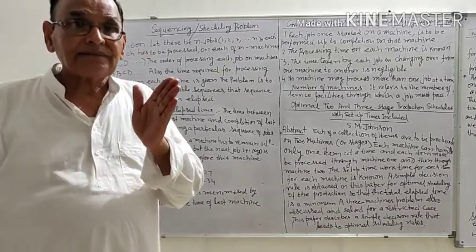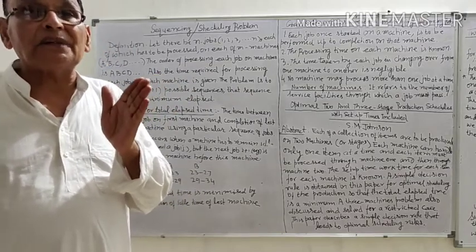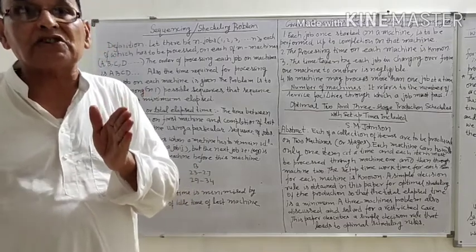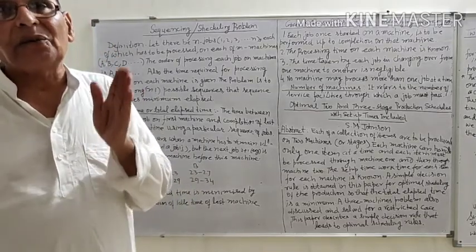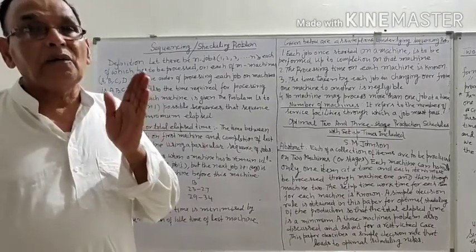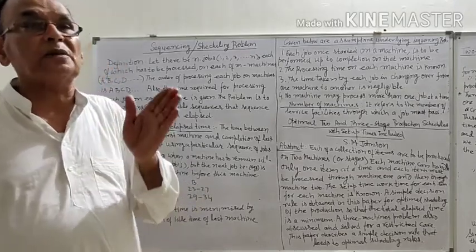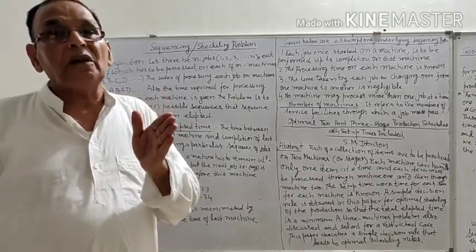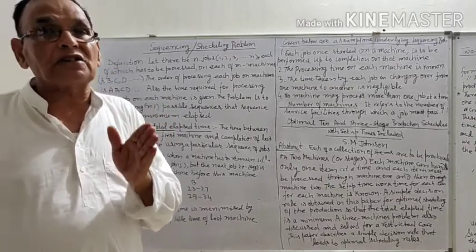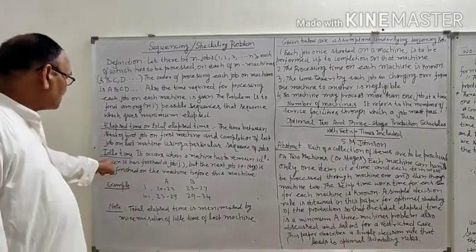And a sequence minimizes the total elapsed time if and only if the idle time on the last machine is minimized. Therefore, for minimization of the total elapsed time, we have to minimize the idle hours of the last machine. If it is a problem of two machines, we have to minimize the total idle hours of machine B.